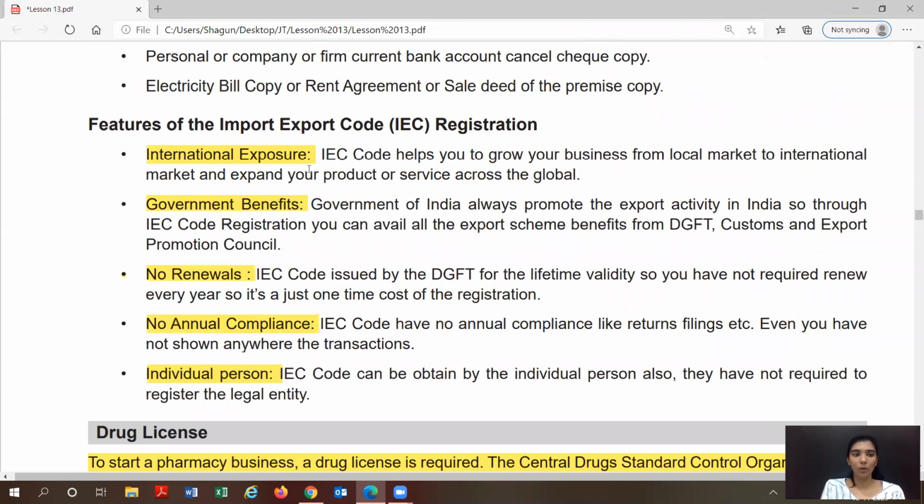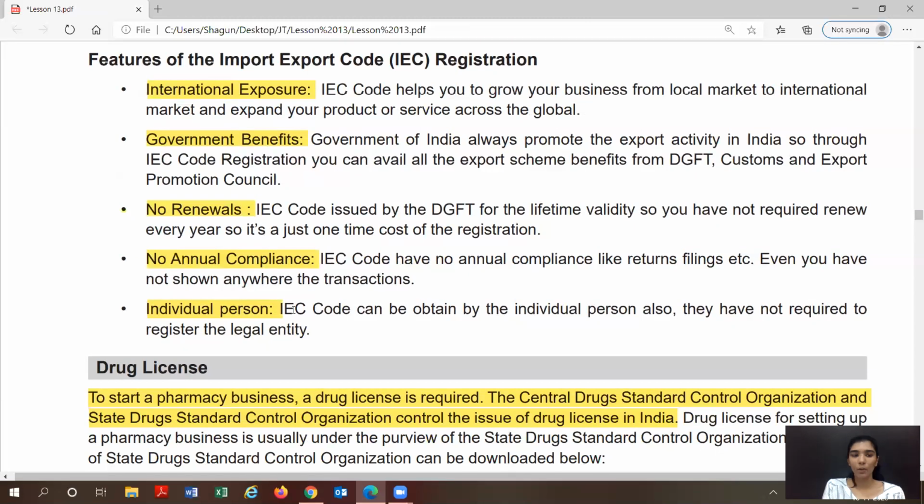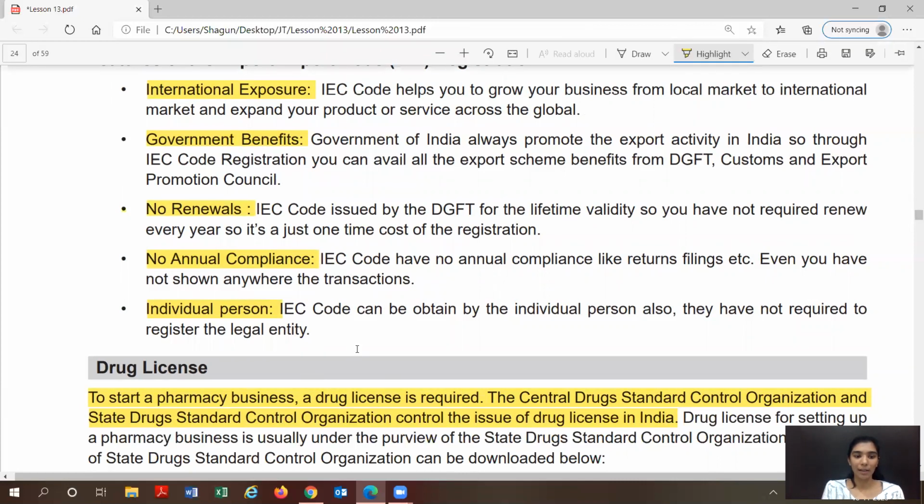फीचर्स ऑफ इंपोर्टर एक्सपोर्टर कोड रजिस्ट्रेशन, इंटरनेशनल एक्सपोजर, यू कैन ग्रो योर बिजनेस. ऑब्वियसली आप इंपोर्टर एक्सपोर्टर कोड के लिए अप्लाई कर रहे हो तो यू विल हैव बिजनेस इन फॉरेन, यू विल गेट वेरियस गवर्नमेंट बेनिफिट्स. रिन्यूअल रिक्वायरमेंट नहीं है एज मेंशन्ड अर्लियर, प्लस कोई एनुअल कंप्लायंसेस भी नहीं है. An individual person can also apply for importer exporter code. आप एक individual हो, आप कुछ foreign से import या export कर रहे हो, तो you can also apply for importer exporter code license.